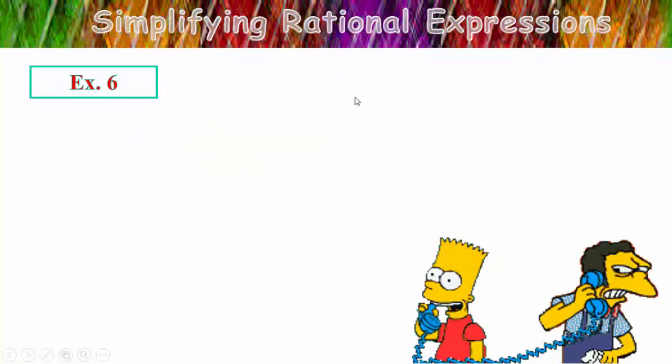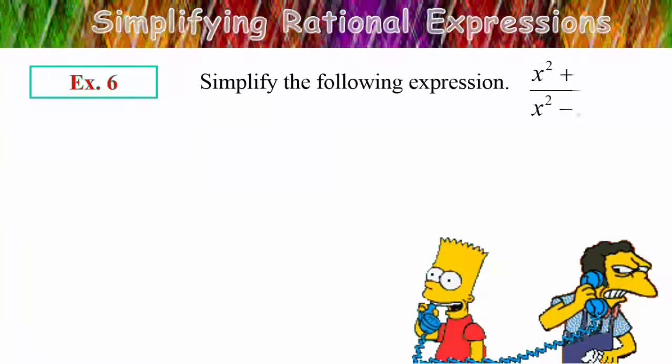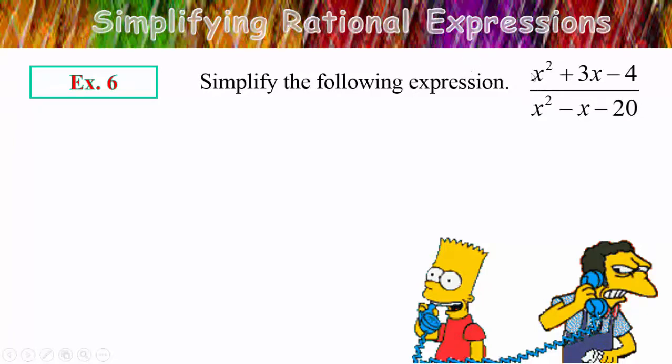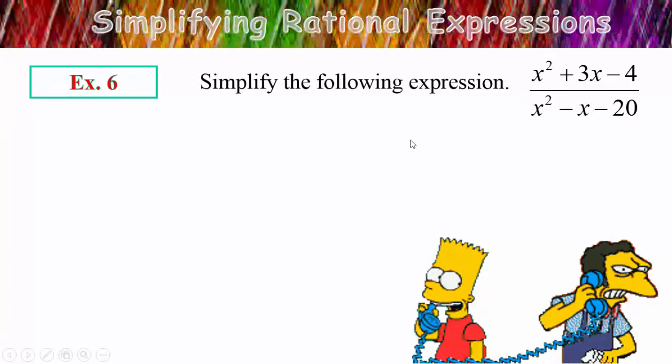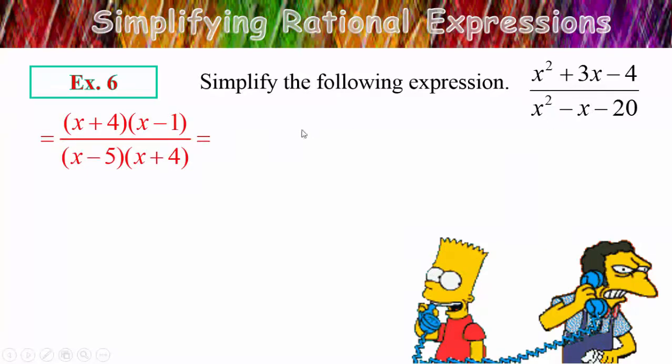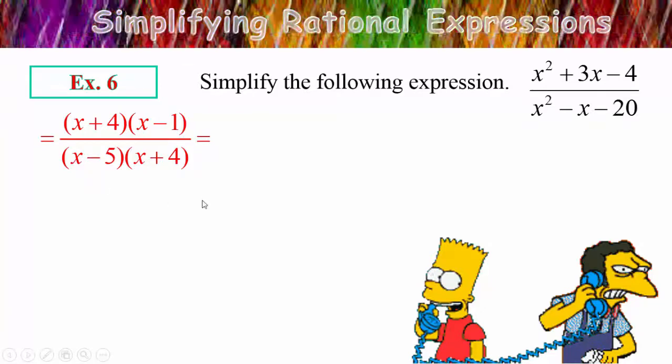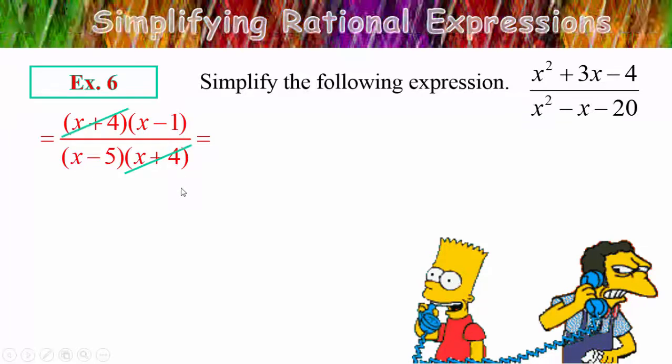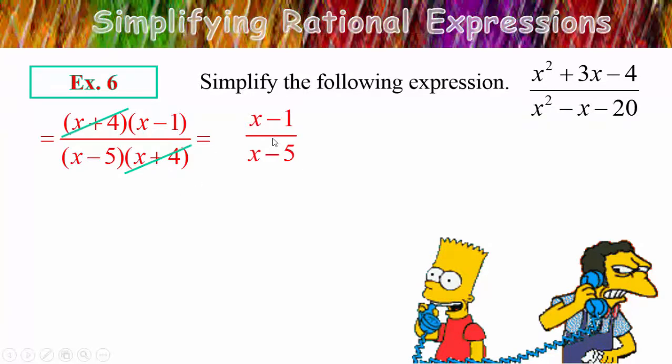In example number 6, we're going to look at this expression. As you see, here we have a trinomial on top and a trinomial on bottom. So we want to factor those two. So we factor the top and the bottom to see if anything cancels out. And indeed, the x plus 4 cancels. And then we have that as our final answer, x minus 1 over x minus 5.